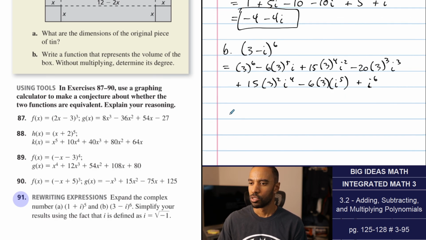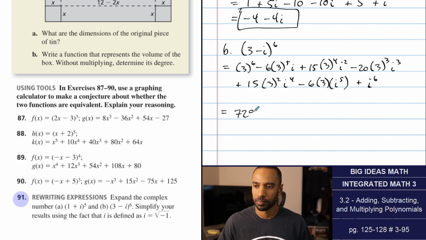Okay. So 3 to the 6th is, I always forget this. I don't know why I'm forgetting this. 729 minus, oh, we saw these numbers before. 6 times 3 to the 5th. I don't remember it, but whatever. 6 times 3 to the 5th is 1458. Of course.